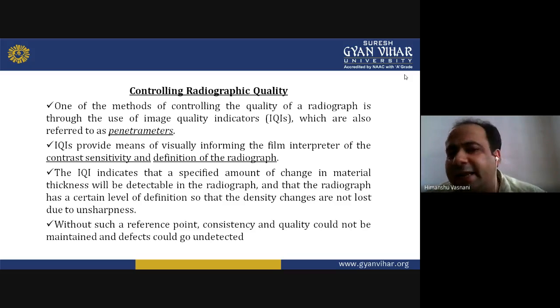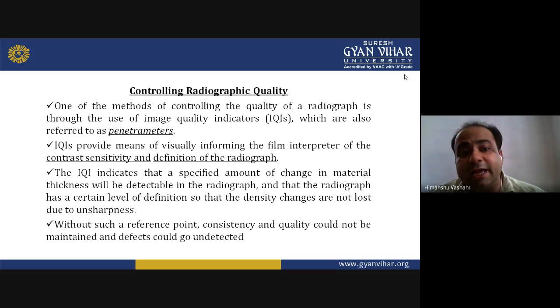Image quality indicators are a means of visually informing the film interpreter of the contrast sensitivity. We have studied about this contrast. Say like there is a difference in the image having objects of different thicknesses, so you can see the contrast, that it has a thicker workpiece or it is a thinner workpiece. Contrast sensitivity and definition of the radiograph, how clear the radiograph is shown.